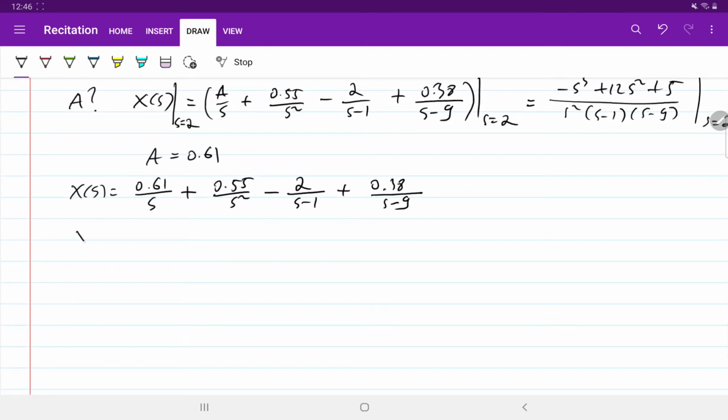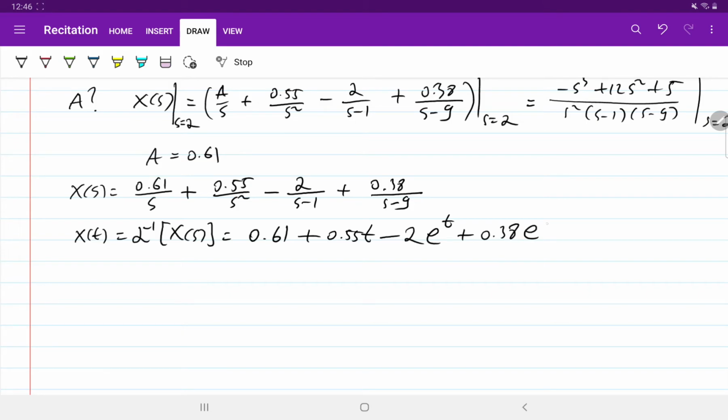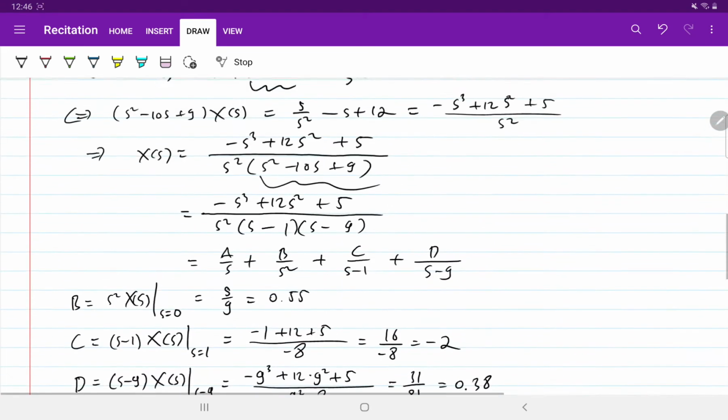And from here we can just apply the inverse Laplace transform to find x(t), the Laplace inverse of X(s), and we can just use the table. So the Laplace inverse of this is 0.61, the Laplace inverse of this is plus 0.55t, and this one is minus 2e to the power t, and then plus 0.38e to the power 9t, for t greater than or equal to 0. Okay, so this is the final solution for problem number 2.